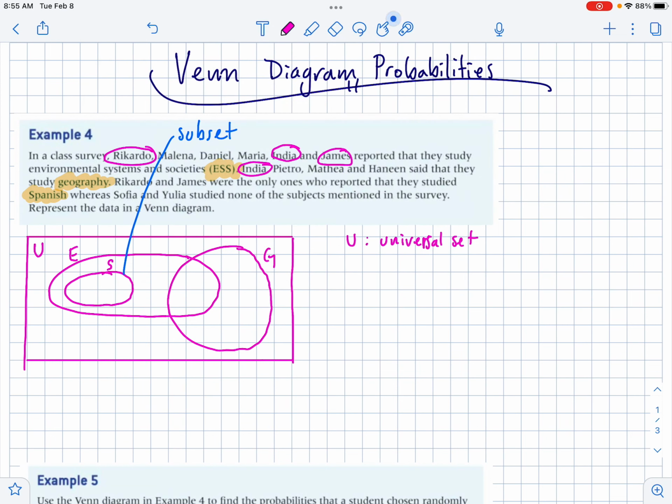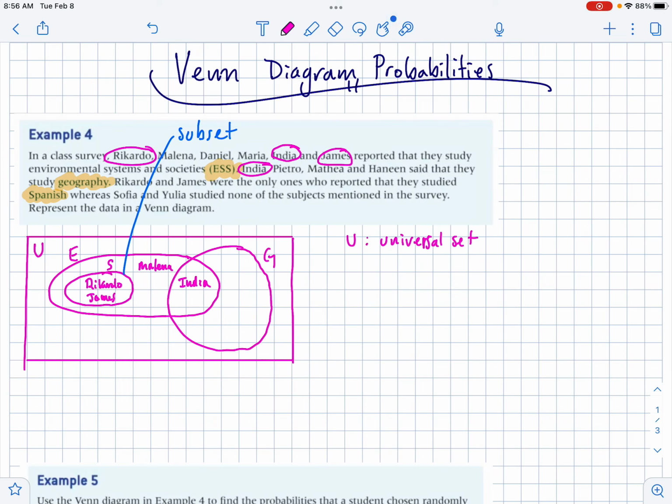Now, in the book, they put down their actual names, which we could do. Yeah, I'll do that. So this is Ricardo, James, who are both in the environmental systems class and in the Spanish class. Then India is the only person that takes ESS and geography, so India is going to be right in the middle. And then Melina, Daniel, and Maria take ESS but not geography, so they're going to be here.